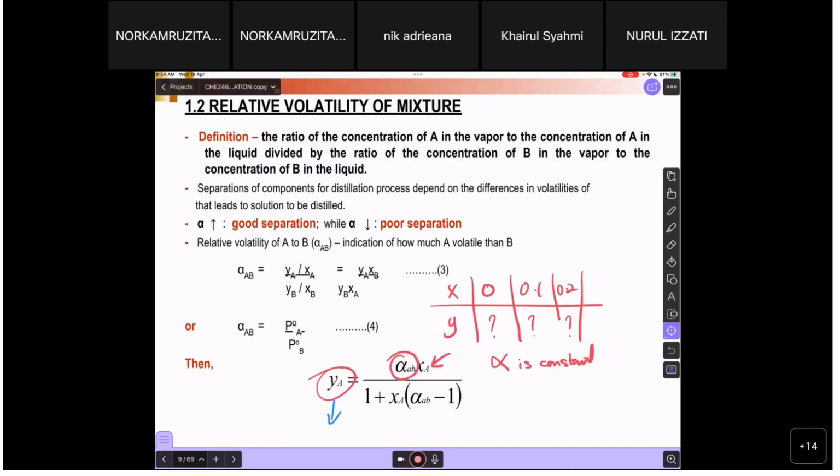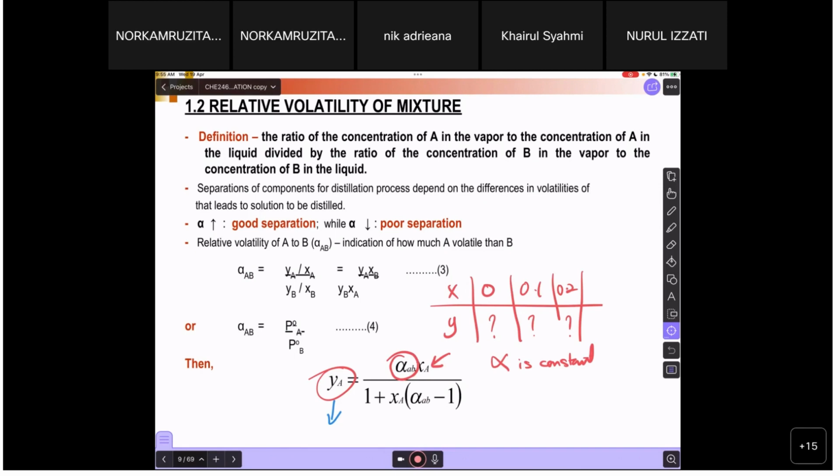So what is relative volatility? Just to make you understand, this is only a revision. I believe that you have learned this with Madam Shahida. So relative volatility, the symbol is alpha. Alpha is the calculated value to determine whether you want to proceed with the separation process using distillation or you don't want to proceed. The value of alpha is the indicator for you to proceed or not to proceed.